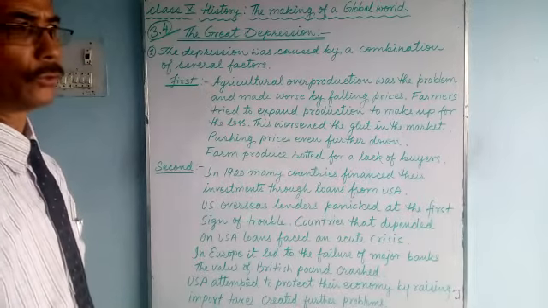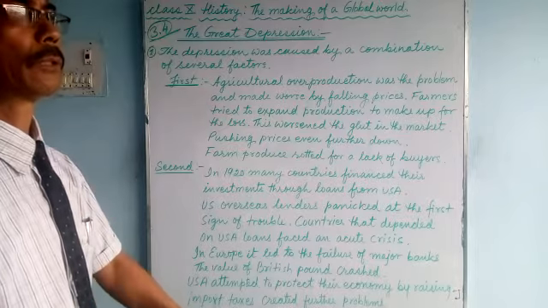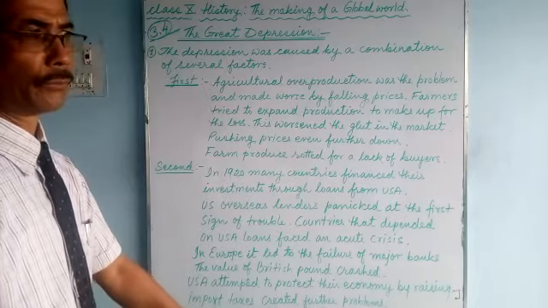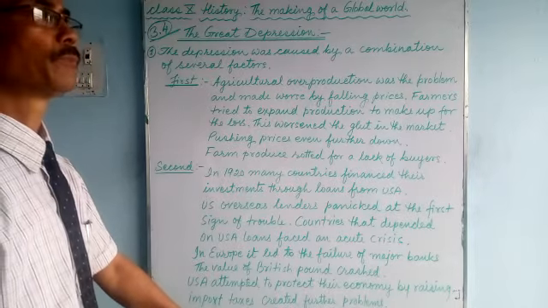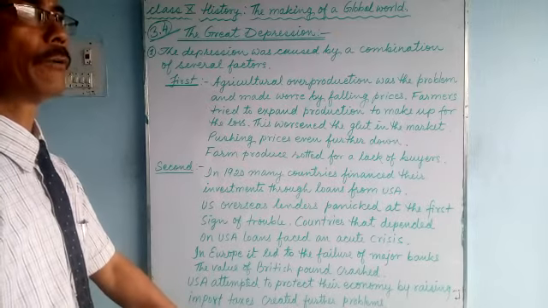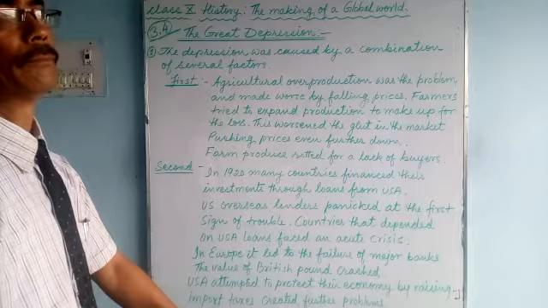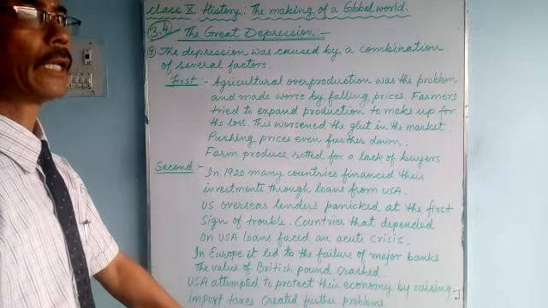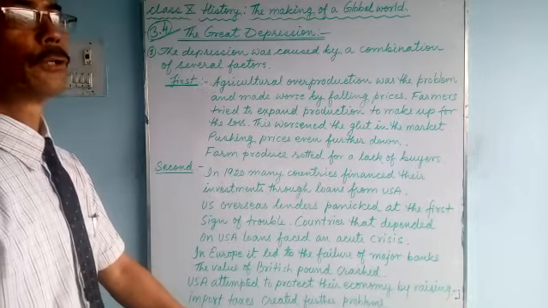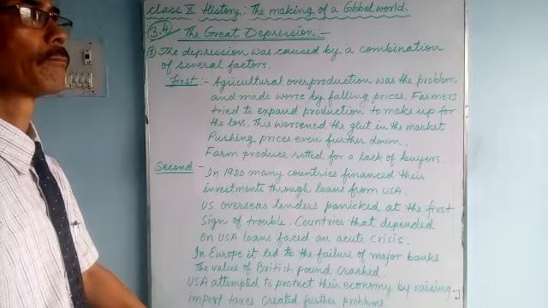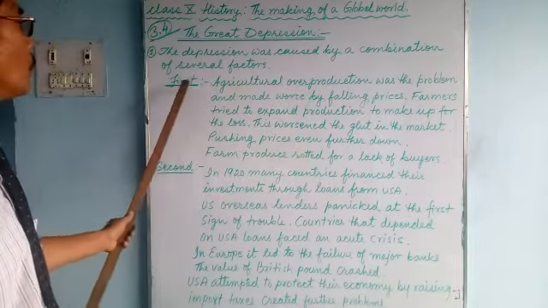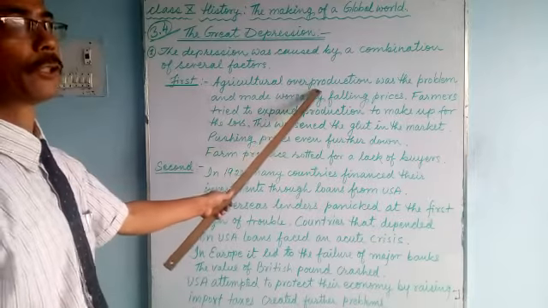What were the causes? In our previous class, I have talked about and we have discussed about overproduction and the loan during the war times. They have taken loan from USA, European countries, and overproduction from America, Australia, Canada. They exported food grains to European countries. So now let's talk about the first cause, agricultural overproduction.